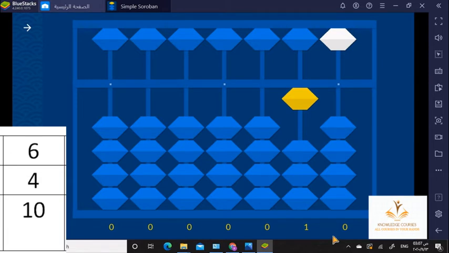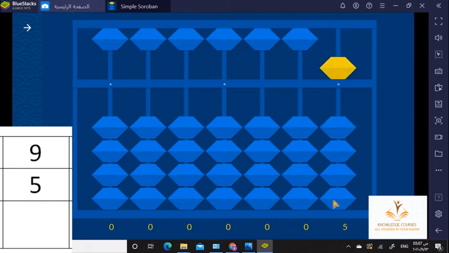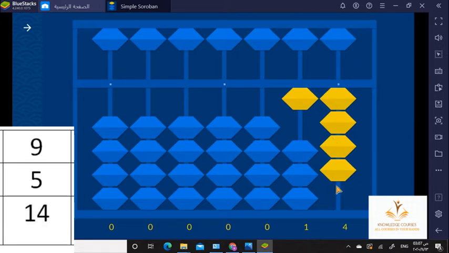Another example, 9 plus 5. 9 represents 9. Plus 5, I can't represent the 5 in the unit. The helper of the 5 is 5. So activate 10 and minus 5. The solution is 14.